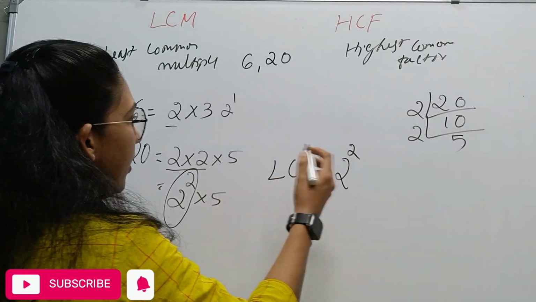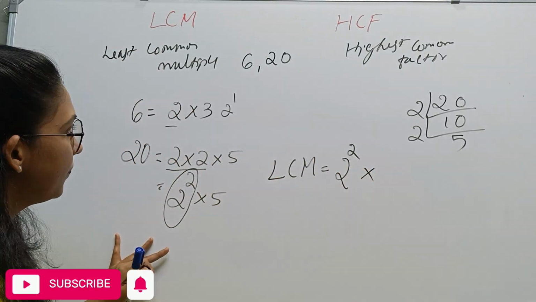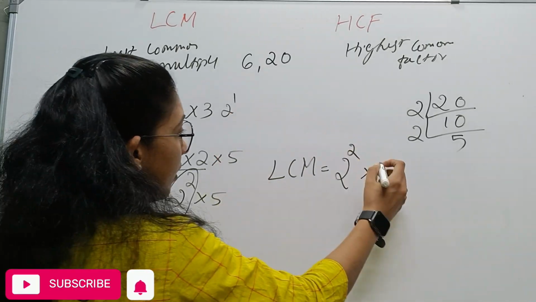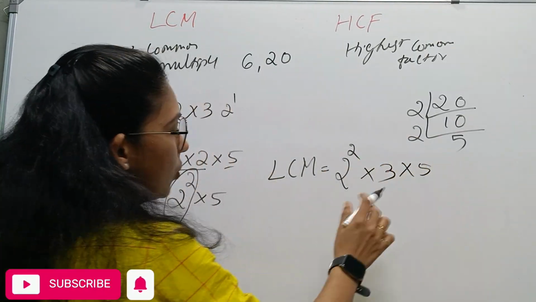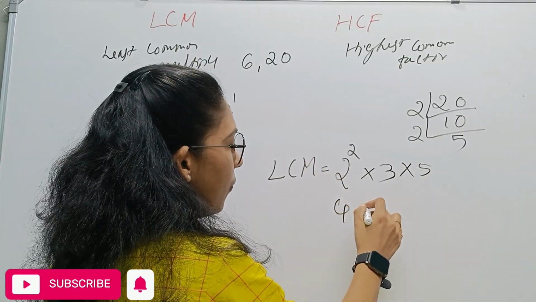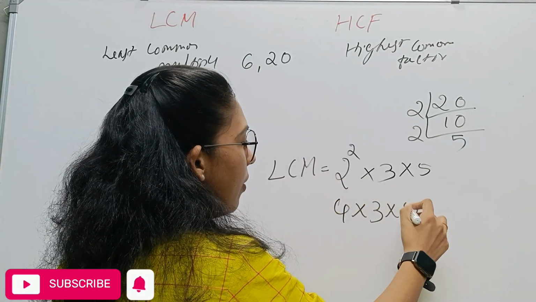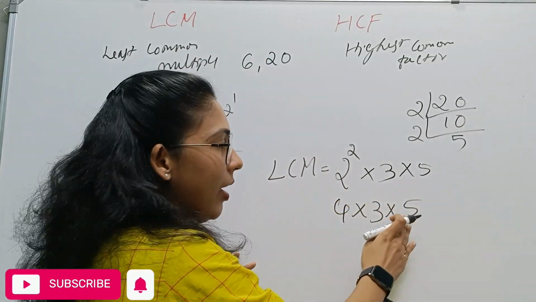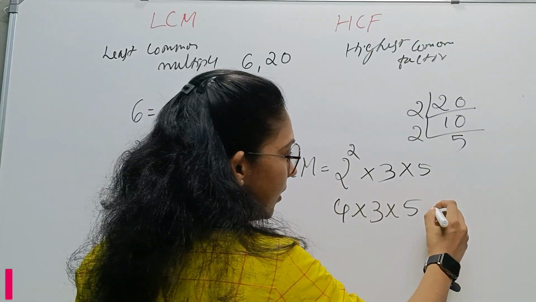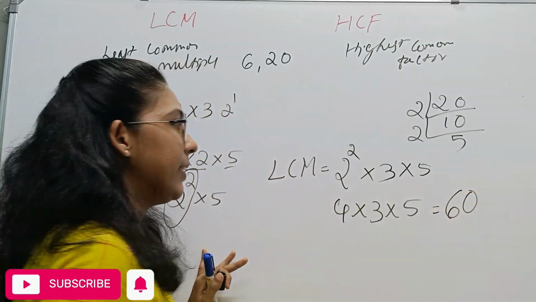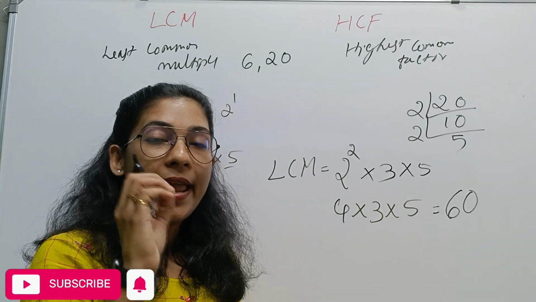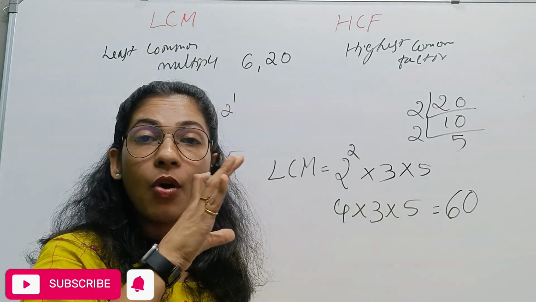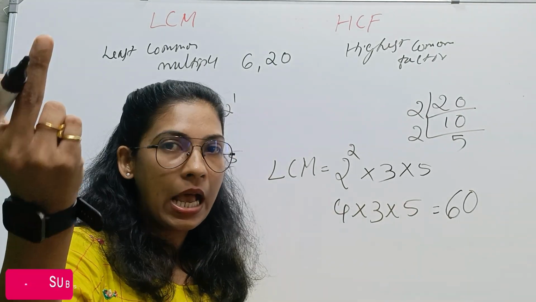Then the next factor is 3, and the next one is 5. So 2 square is 4, 4 into 3 into 5. 4 times 3 is 12, and 12 times 5 is 60. So the LCM is 60. Did you get me? Remember, LCM is the product of all factors with highest powers.